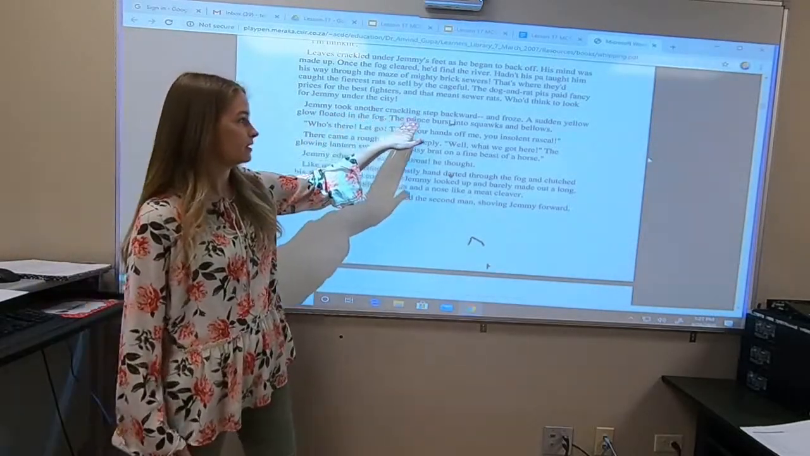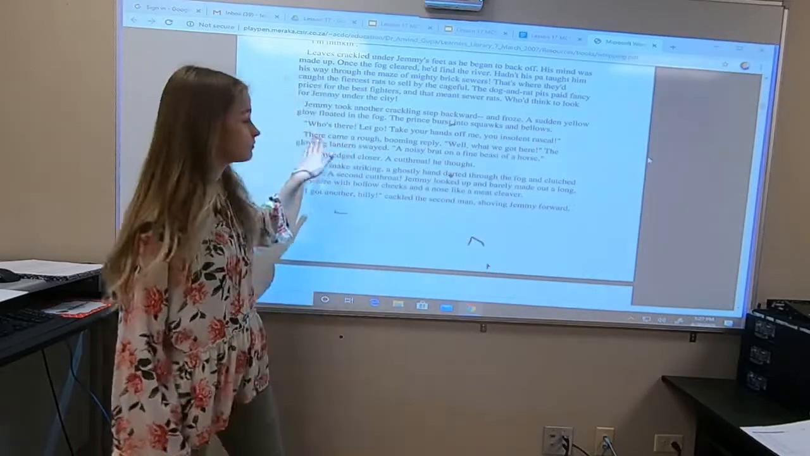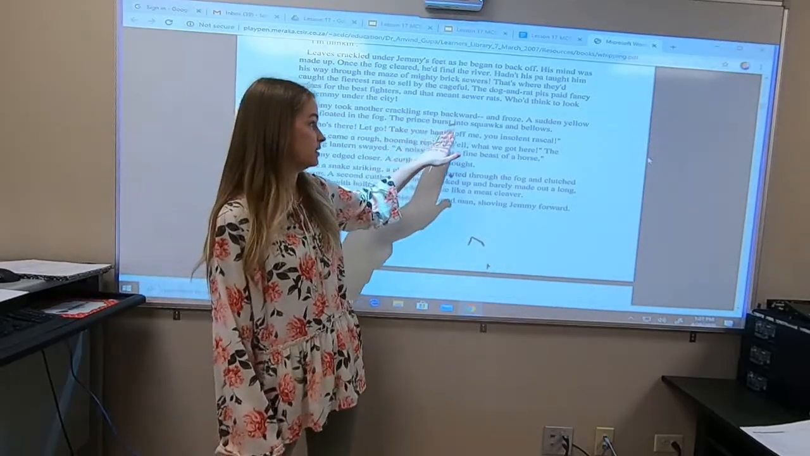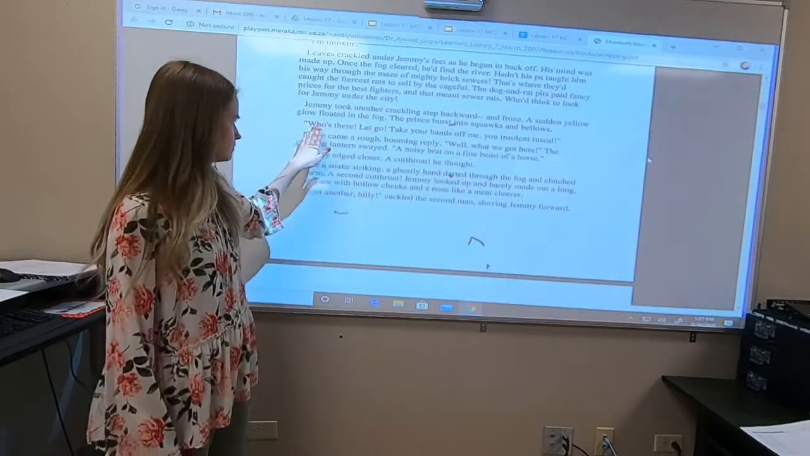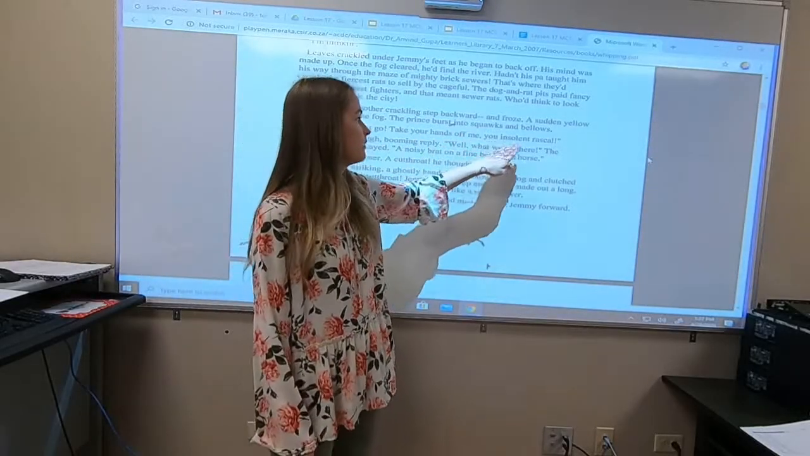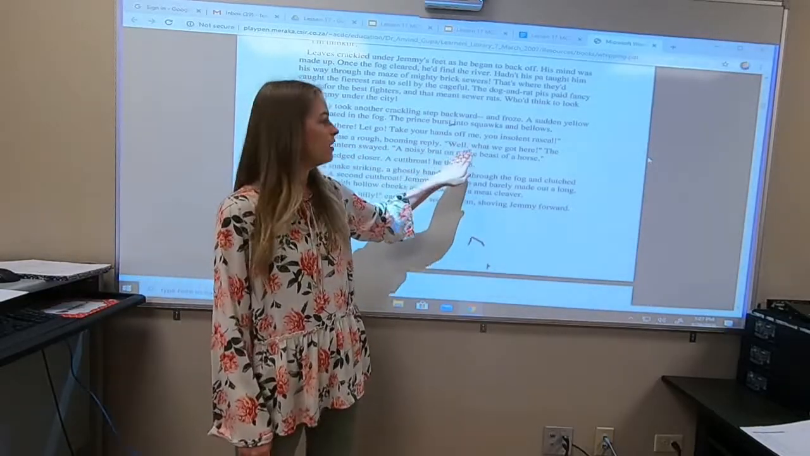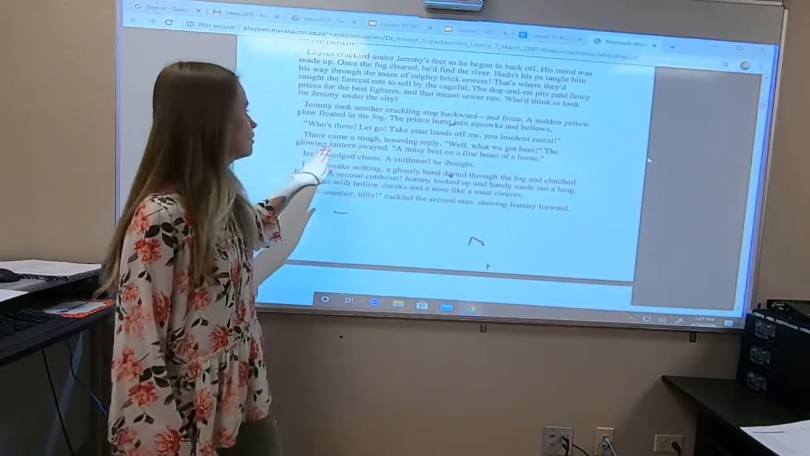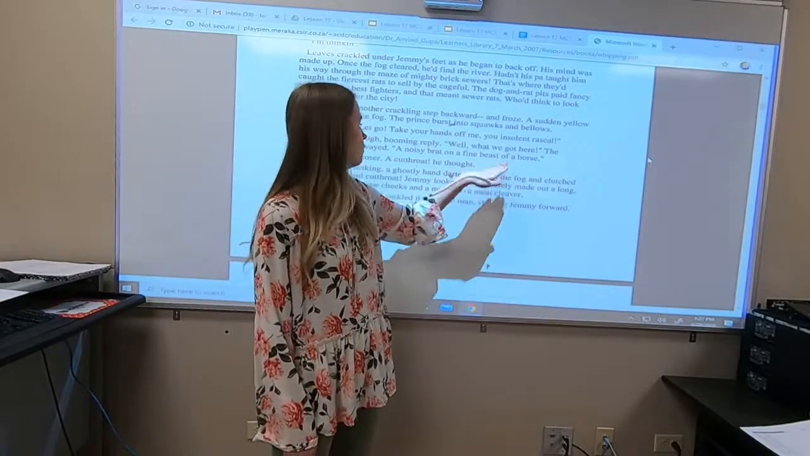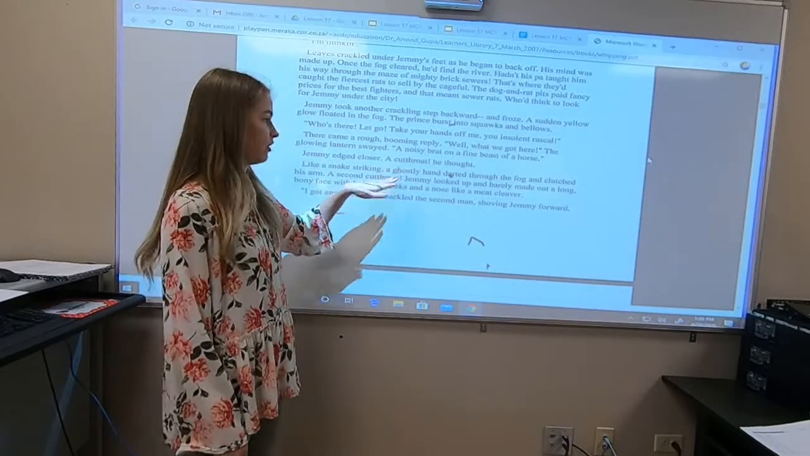Jimmy took another crackling step backward and froze. A sudden yellow glow floated in the fog. The prince burst into squawks and bellows. "Who's there? Let go! Take your hands off me, you insolent rascal!" There came a rough, booming reply. "Well, what we got here?" The glowing lantern swayed. "A noisy brat on a fine beast of a horse." Jimmy edged closer. A cutthroat, he thought.